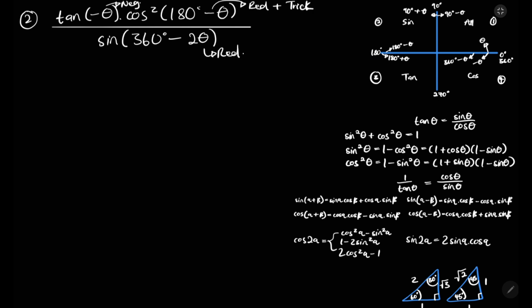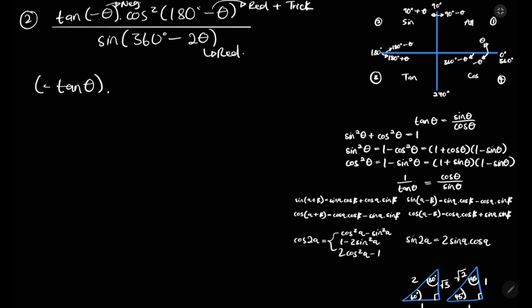Okay, step 2, let's apply our trigonometric techniques. Tan negative theta is in the fourth quadrant where tan is negative, so this should be negative tan theta. Times, we have cos squared 180 degrees minus theta. Let's apply our reduction. 180 degrees minus, that's 180 degrees minus.